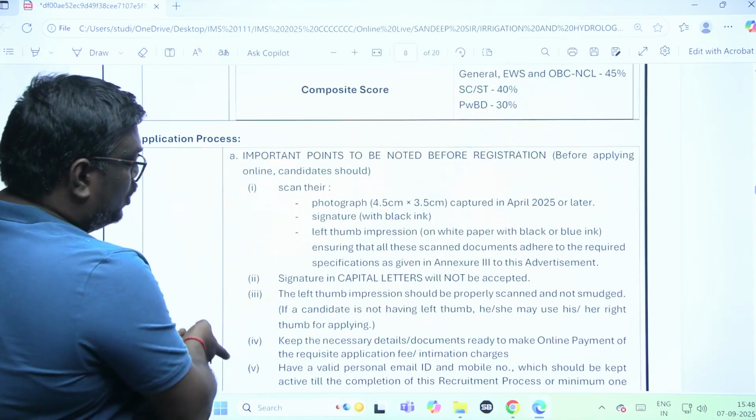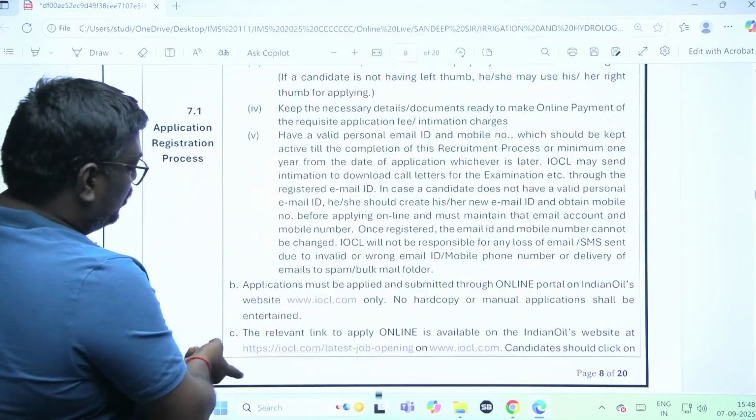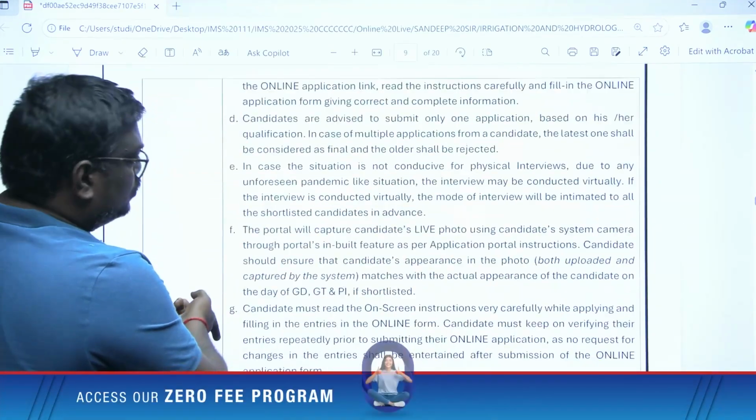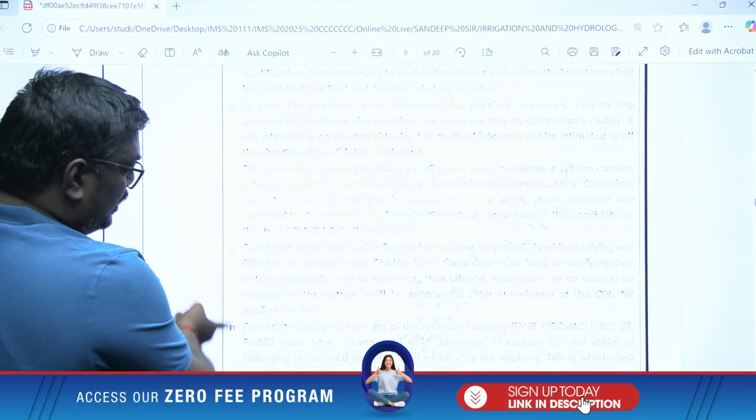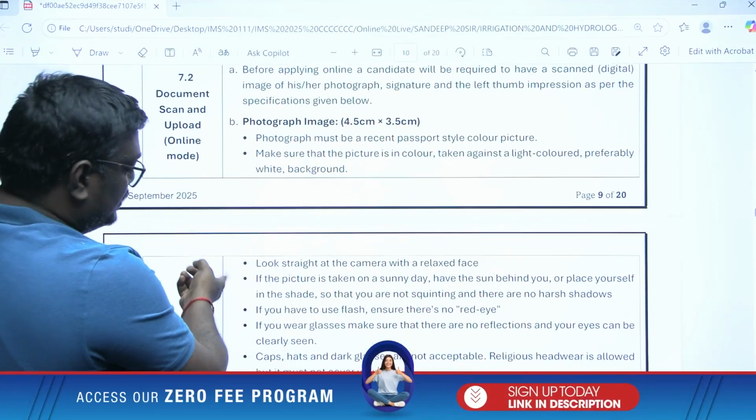So what are the important documents? You have to have a photograph, a signature in capital letters, and these are all the documents which are required. You can go through all the documents which are required, because they are in the detailed notification, along with the photograph image size and all.